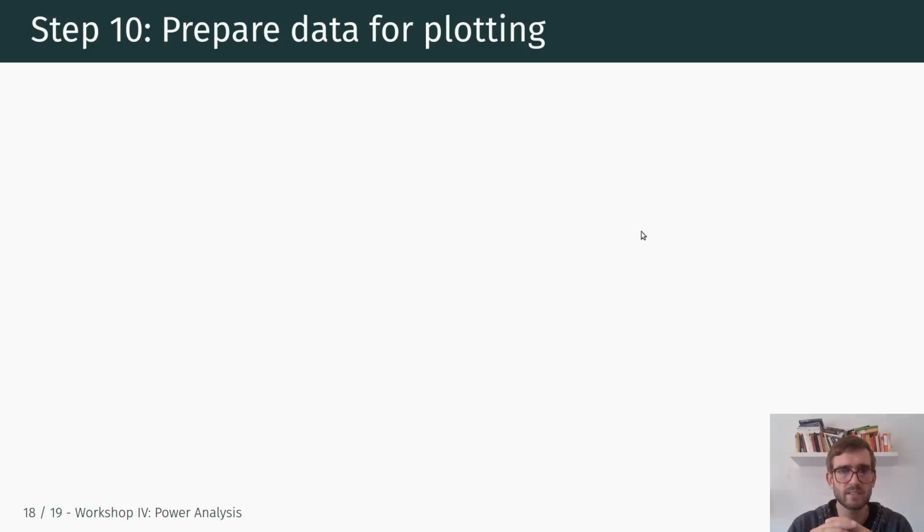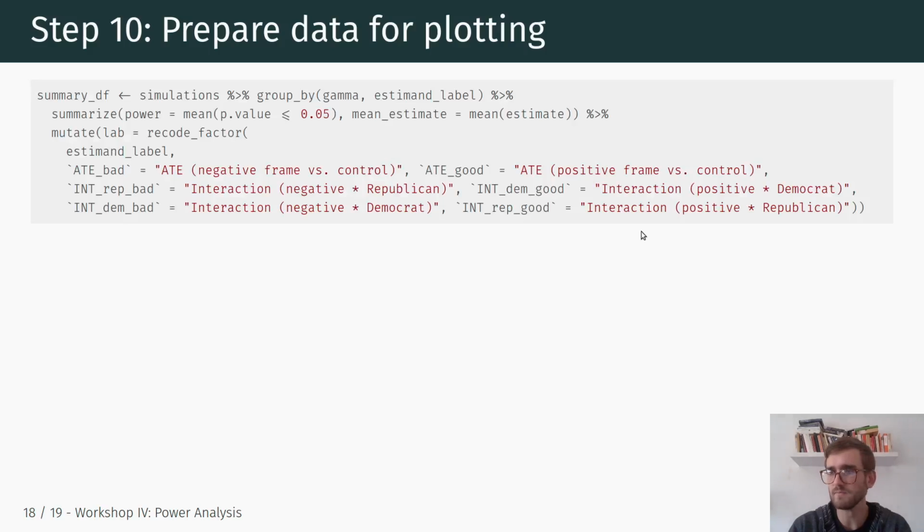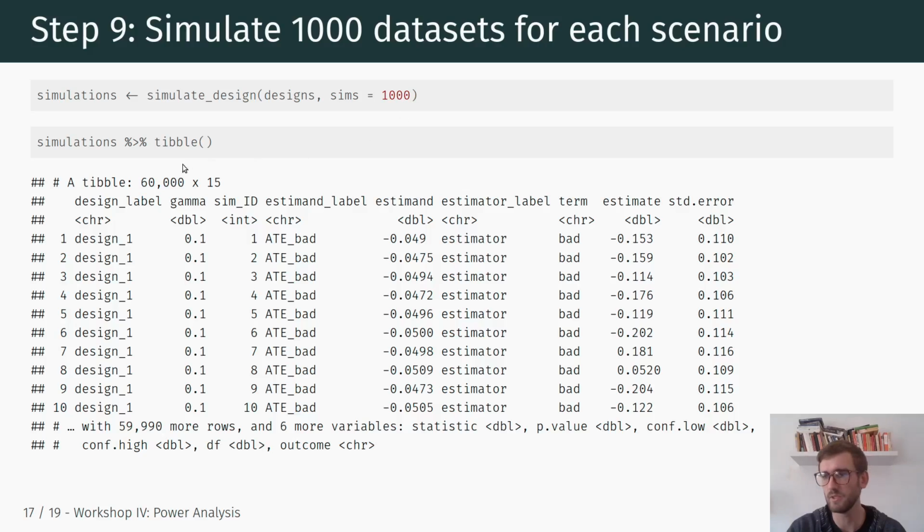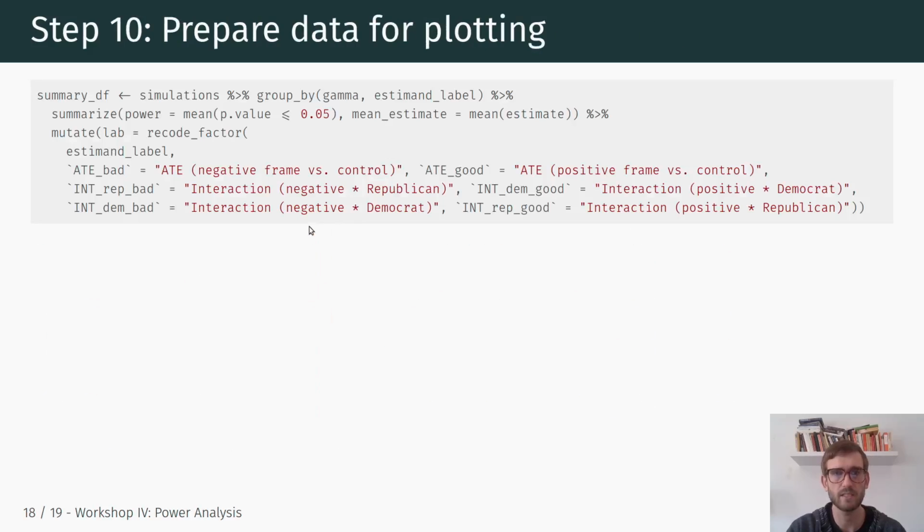So the next step is to prepare this large data frame for plotting. And this is relatively straightforward. I'm just creating a summary data frame where I take the simulations that we created so far. I'm grouping them by gamma and by estimate label. So in other words, by the scenario that we're looking at and the type of estimate that we're looking at.